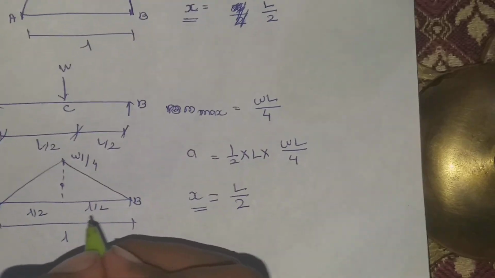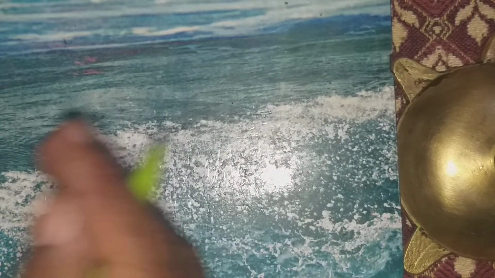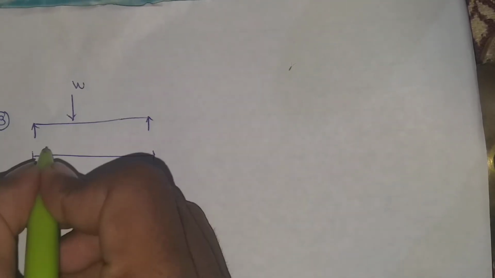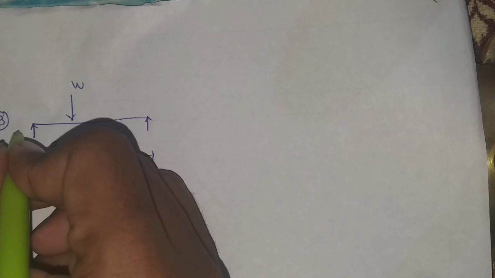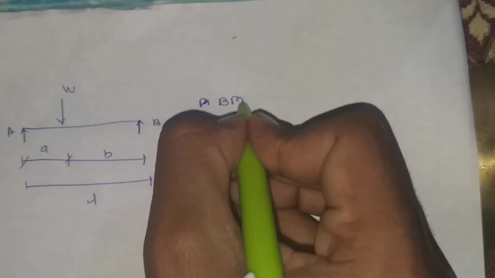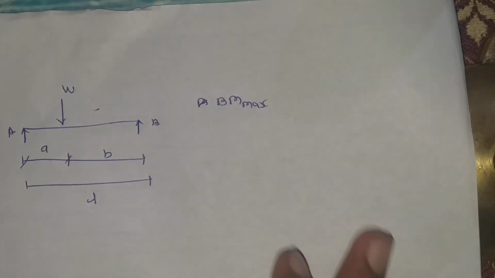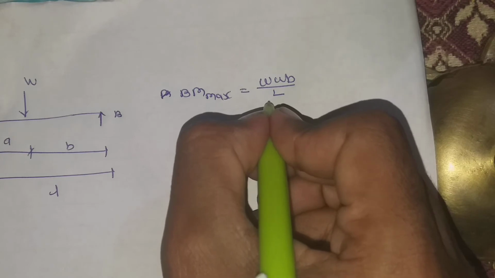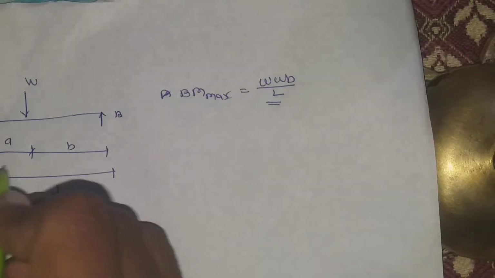Again, our third case is simple end supports carrying an eccentric load W at a point. This is A, this is B, this is the whole length L. So the maximum bending moment max equals WAB upon L. This is W, this is A into B divided by the whole length.